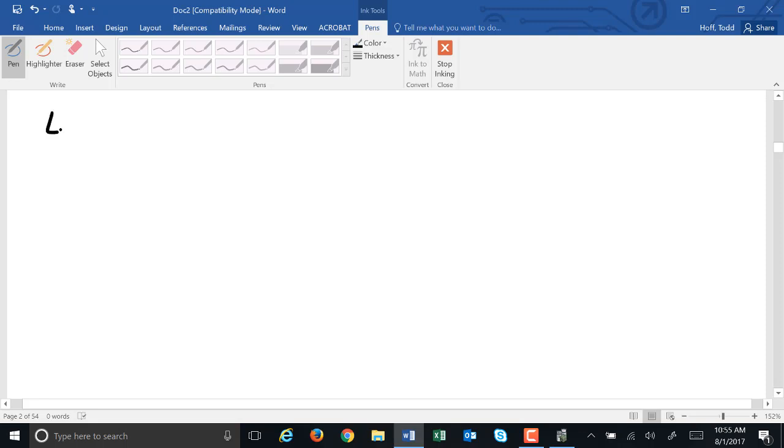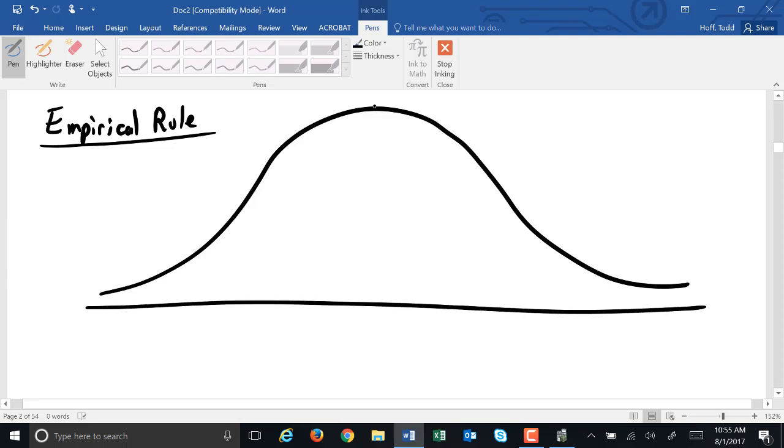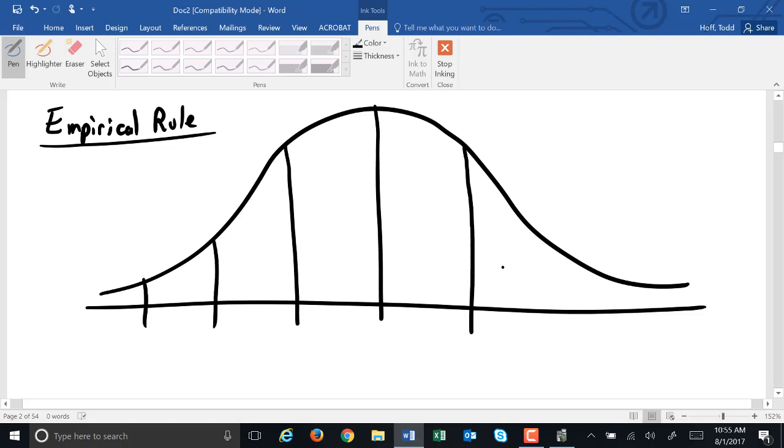And then, of course, we have our beloved empirical rule. The empirical rule is this bell curve, and the center is our mean. And we go out in steps of standard deviations. Remember, these percents in here are constants.